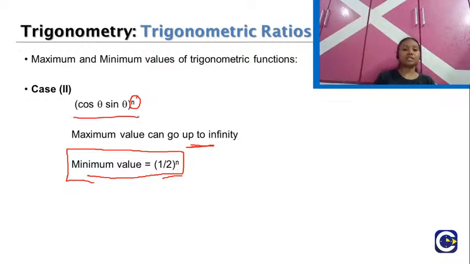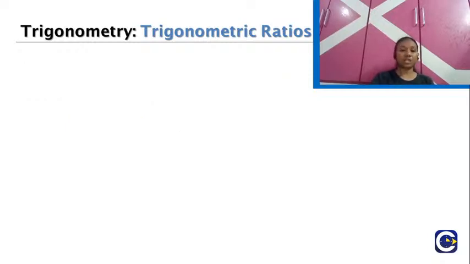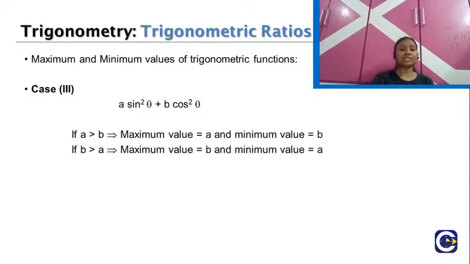So the first case is our sum relation of our cos and sin functions, and the next one is our product relation. And the third case is squares. So squares of our sin and cos. So that is a sin square theta plus b cos square theta equal to 0. So it will be an equation.